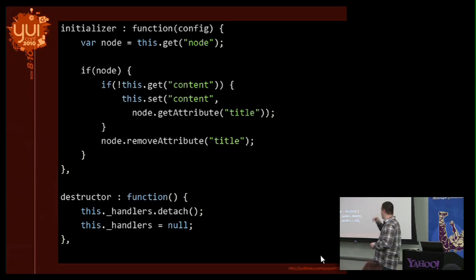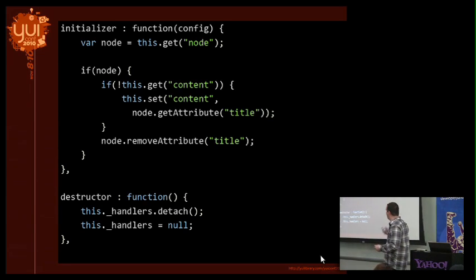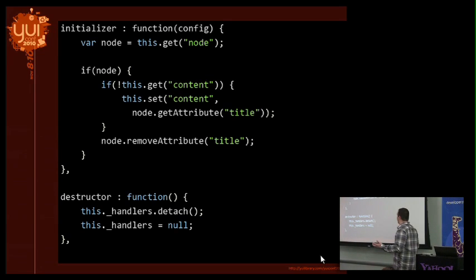So what this code is doing is inside the initializer, it's got a node attribute that signifies the node that this widget should do something about.